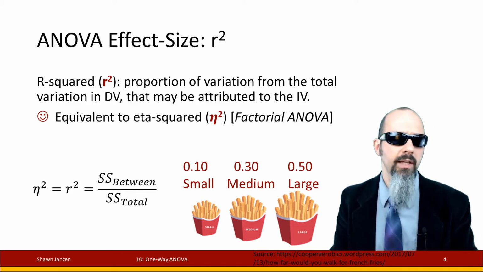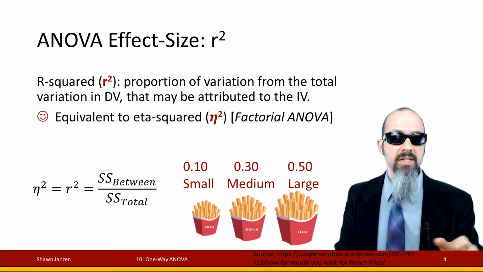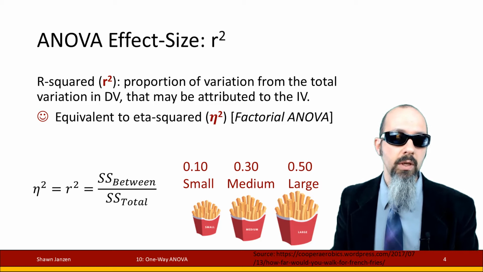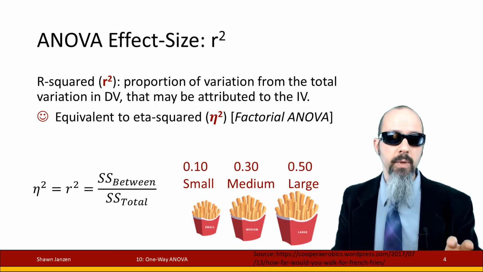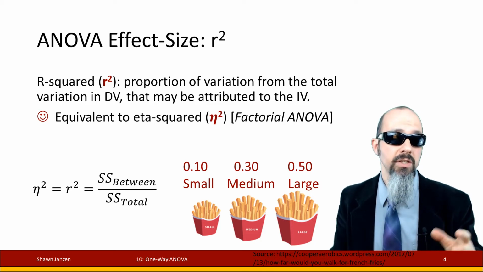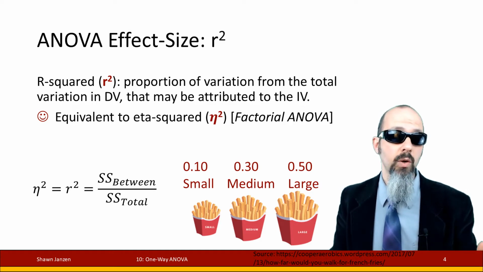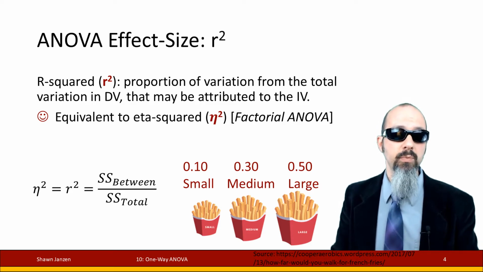The way we calculate it is taking the sum of squares between, divided by the sum of squares total. And that concept there, sum of squares between, is the amount of variation that we can explain. And the amount total is the amount of variation total. So it's a shorthand way of getting to that definition we just put there.